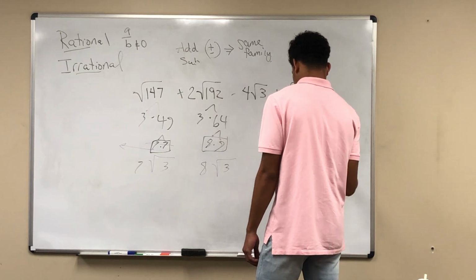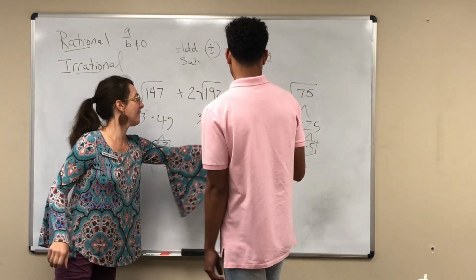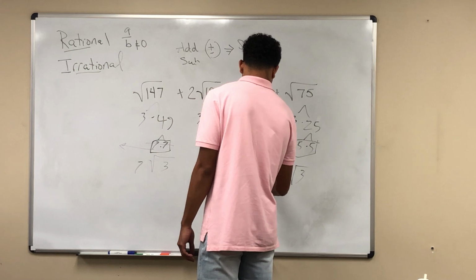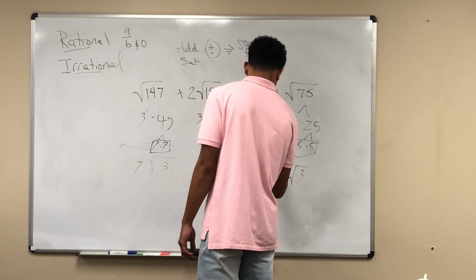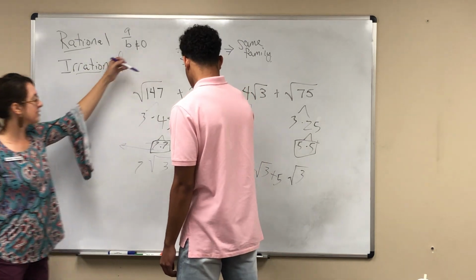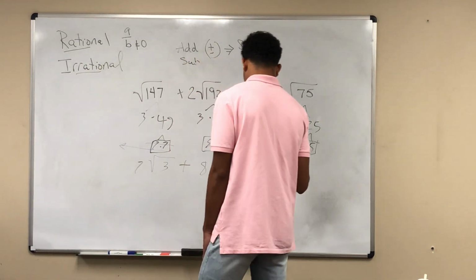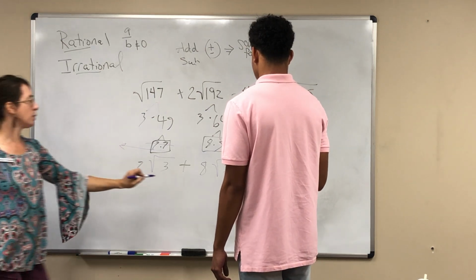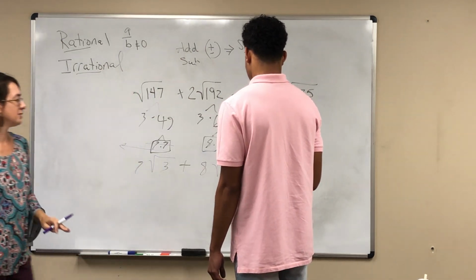Perfect, move it to the outside. And then we're just bringing this one down. Now we have to go back and ask ourselves, we're adding and subtracting, are they the same family? Yes. So our family stays the same, so immediately you can write the family down.